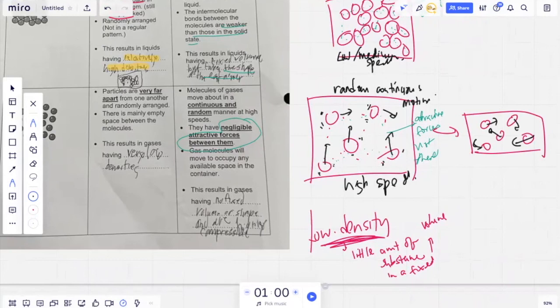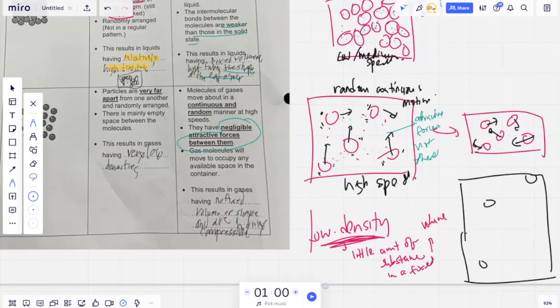Therefore, they occupy whatever space and volume they have. This results in them having no fixed volume and no fixed shape, and they are highly compressible because they just reduce the spacing between the atoms so that they can fit in a new container. If you have a bigger container, a ginormous container, the 5 atoms will just take the volume of the space, move in, and redistribute in their space.